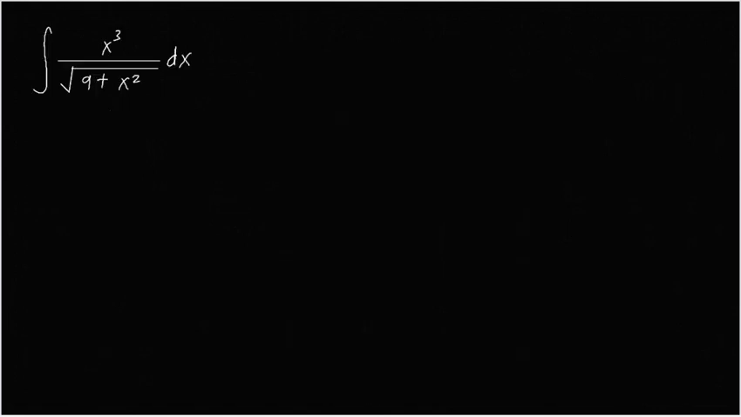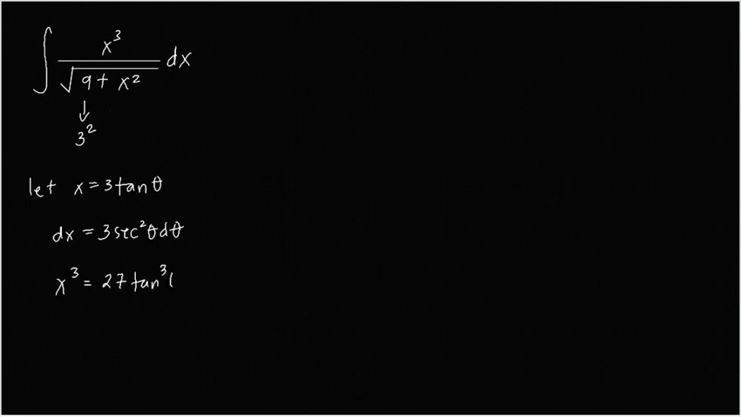Our next problem is about the integral of x cubed divided by the square root of 9 plus x squared dx. Remember that 9 is actually equal to 3 squared, so that we can let x equal to 3 tangent of theta. So that dx is equal to 3 times secant squared of theta d theta. Since we have x cubed here, so x cubed is actually equal to what? 3 tangent theta cubed. So 3 cubed is 27. And this tangent theta is to 3.